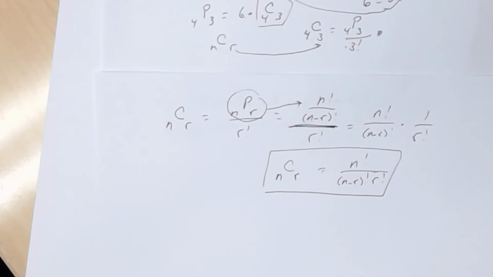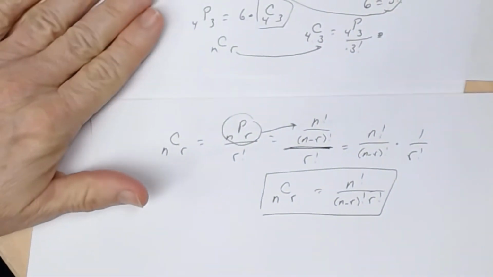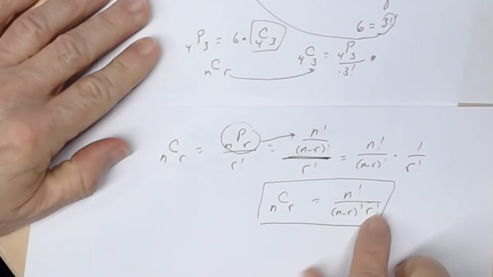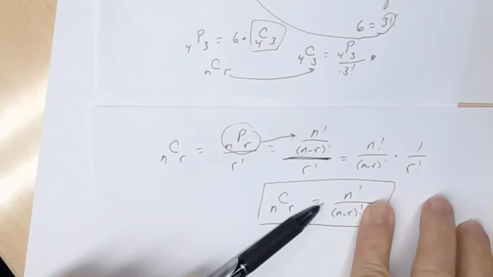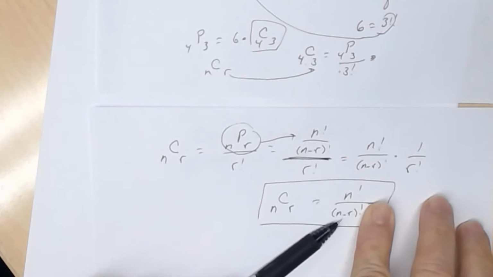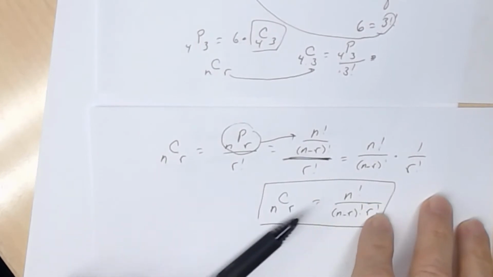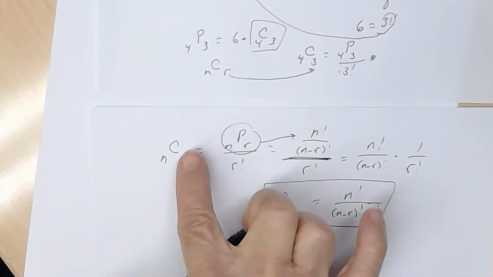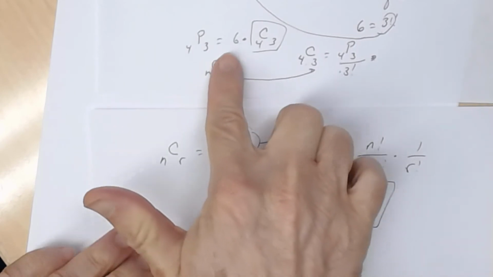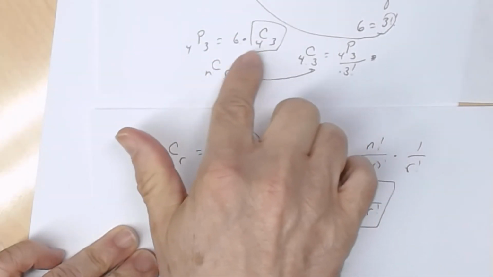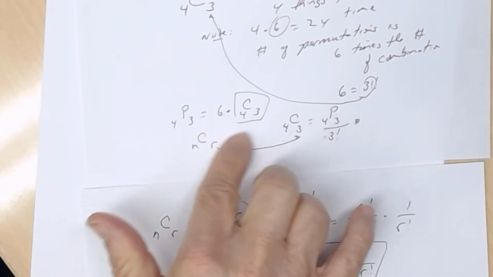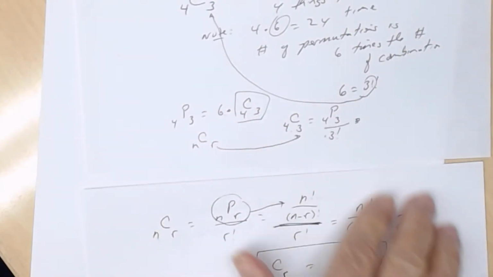All right, so that was a lot of discussion on trying to get you to understand where that formula came from. We know that this part is permutations, right? So if I divide by r factorial, that gives me the combination formula. But you got to understand where that r factorial came from. And that's this idea here, where the number of permutations would be some factor times the number of combinations.